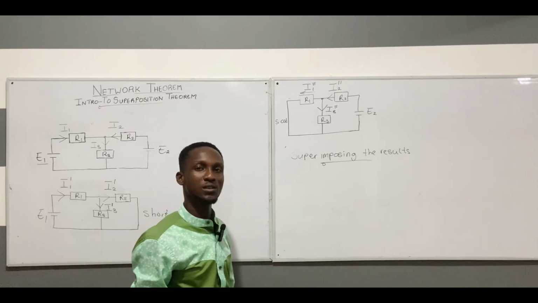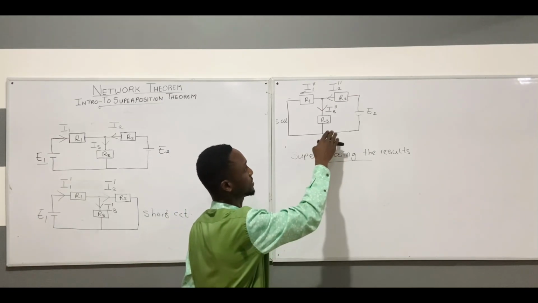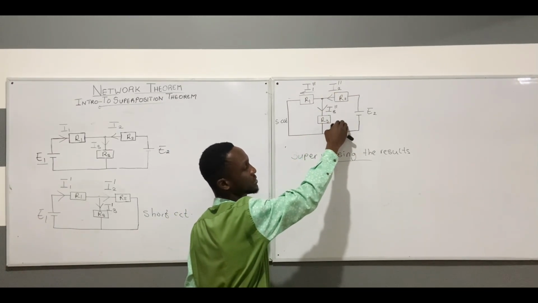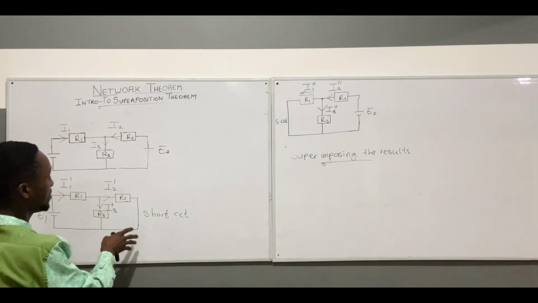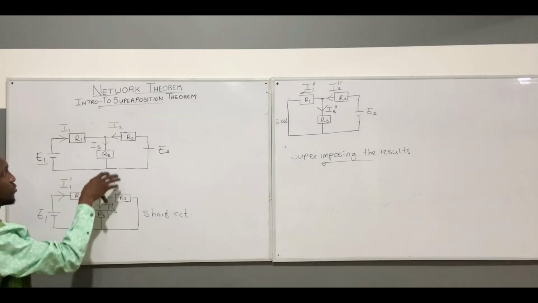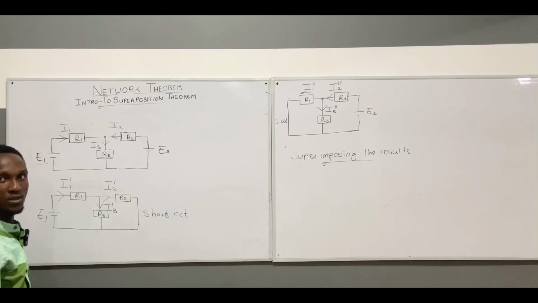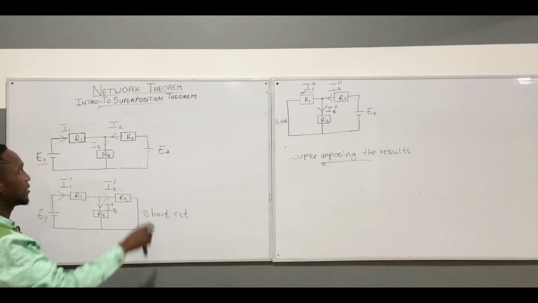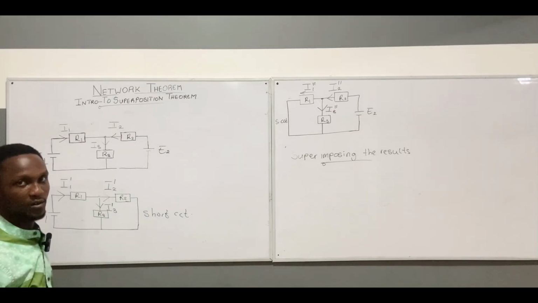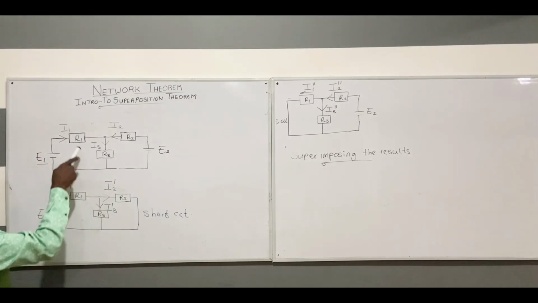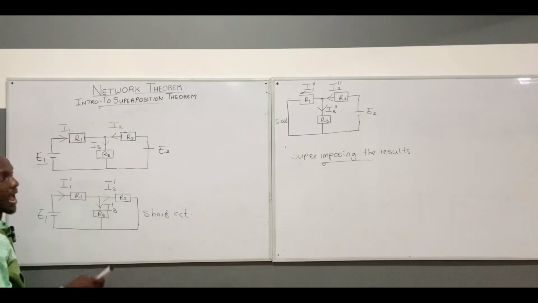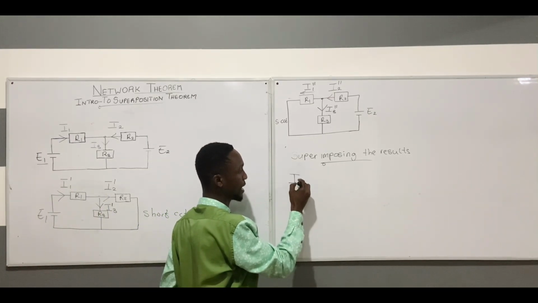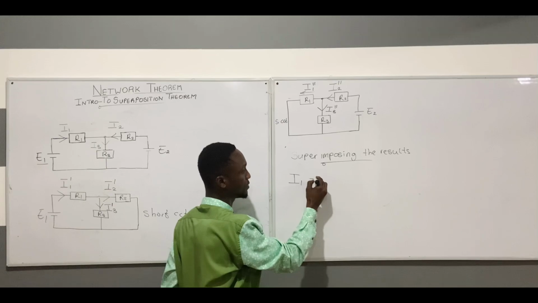Now, superimposing the result, we are saying that we are summing up the individual current that we have in this circuit and the individual current that we have in this circuit with the original circuit. And whatever value we get will be for I1, I2, and I3. Now, to do this, what we are looking for is the value of I1.